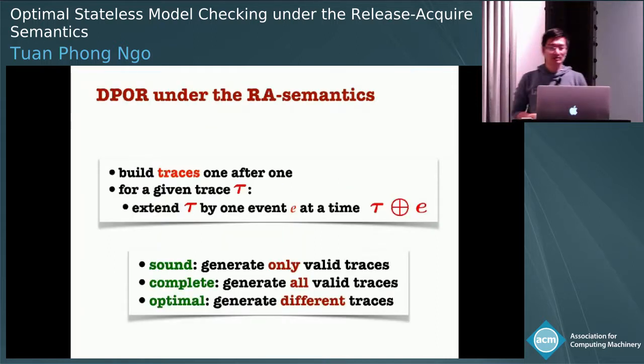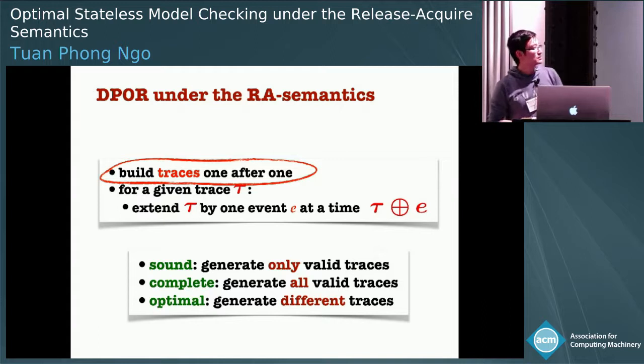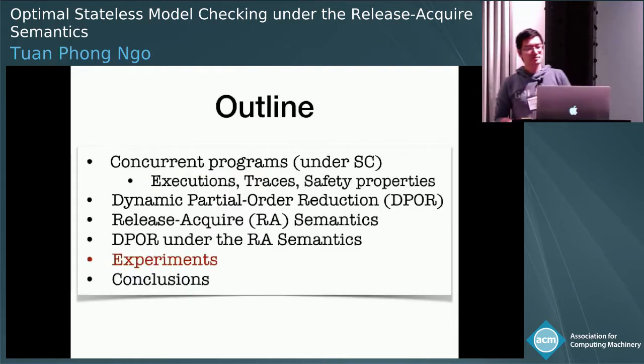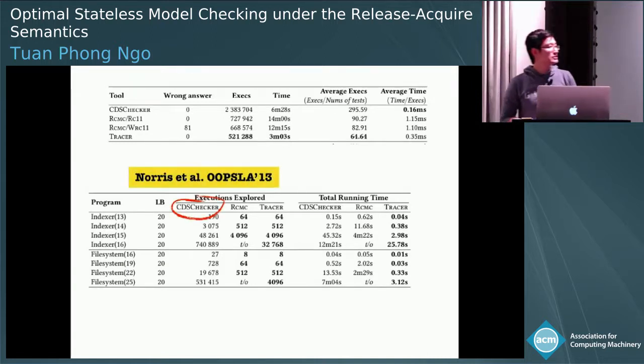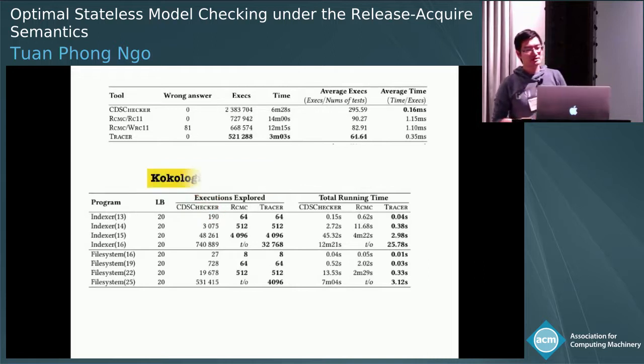So in this talk, I will not talk about the way we can build the trace one after one because of the time constraint. So we see some experimental results here. We compare our tool with two state-of-the-art tools that can handle the RA semantic. The first one is CDS checker, and the second one is RCMC.